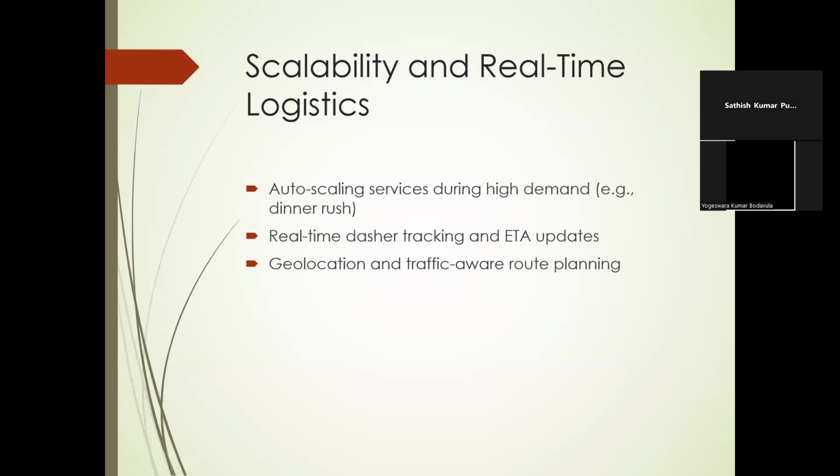Auto scaling services during high demand, like when it is dinner time, helps DoorDash a lot. And there is real-time dasher tracking and ETA updates, which are very helpful for the DoorDash user, to know when the dasher has come, gone to the restaurant, picked up the order, or is coming to the user's location. That involves geolocation and traffic-aware route planning also.